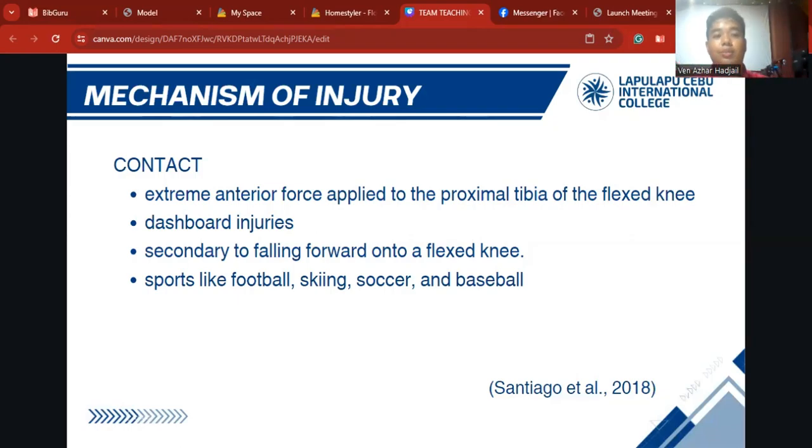Then the next is the dashboard injury, wherein when you are riding a car and the car suddenly stops, your knee hits the dashboard or the front of the car. That's counted as a dashboard injury. Next, we have falling onto a forward flexed knee. It is similar to the first one. When the knee is flexed, there is a high probability of PCL instability.